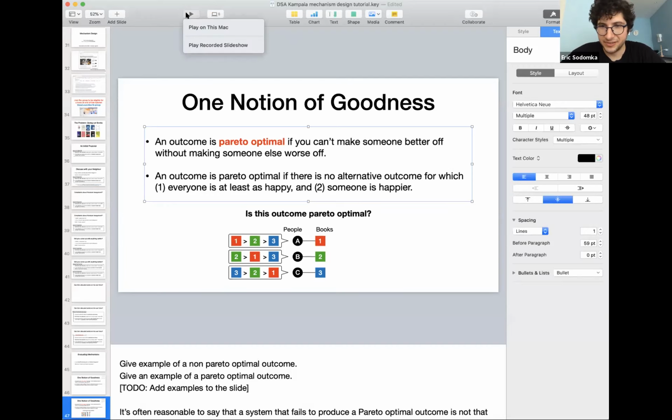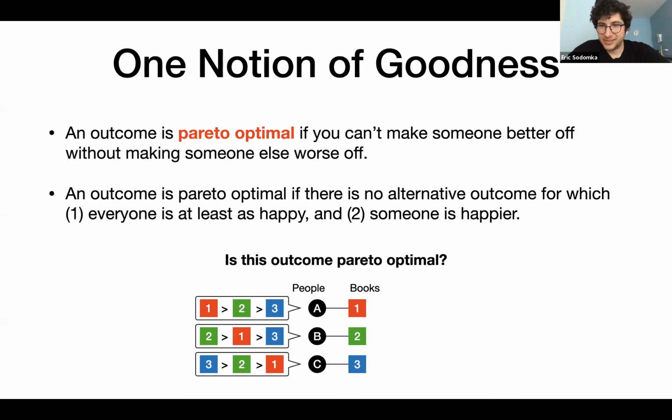All right, so thanks for those who responded. So what we see, C is definitely not happy. Is C not happy? Well, C got book 3, and C actually liked book 3 the most. So maybe this is confusing notation that I'm using here because they're arrows, but these are actually meant to be greater than signs. So C thinks that 3 is a greater book than 2, which is a greater book than 1.